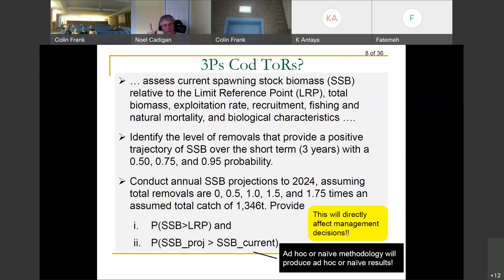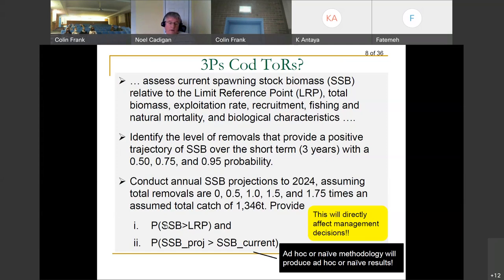They were asked to identify the level of removals that provide a positive trajectory of SSB over the short term, in 3 years, with a 50% probability, 75% and 95% probabilities. They were also asked to provide annual SSB projections to 2024, assuming total removals, and these are multipliers, of 0, 50%, 100%, 150%, and 175% of a total catch of 1,346 tons, which was, I think, the estimate of the 2020 landings. And so they're asked to compute the probability in these projections, basically at 2024, that's a 3-year projection.